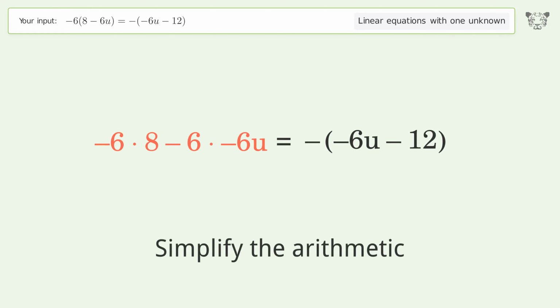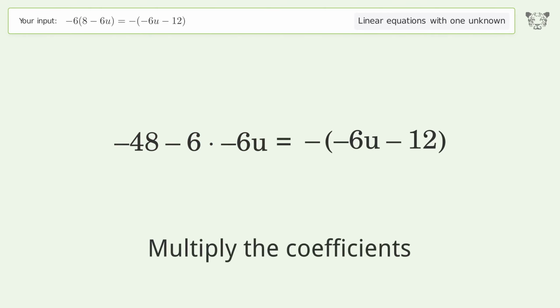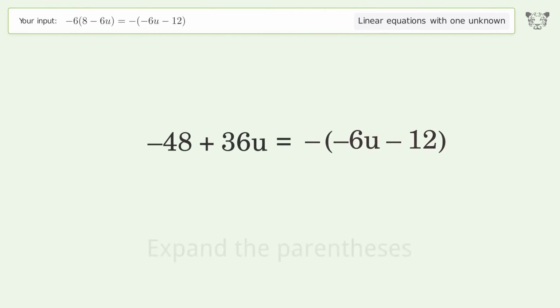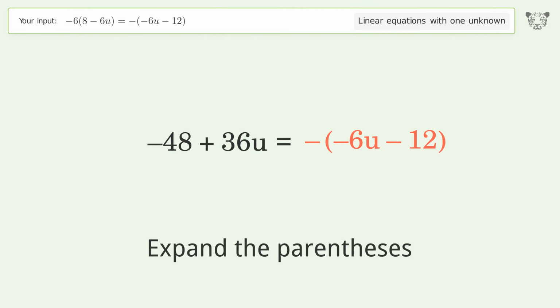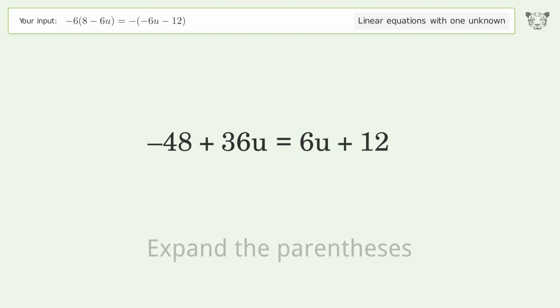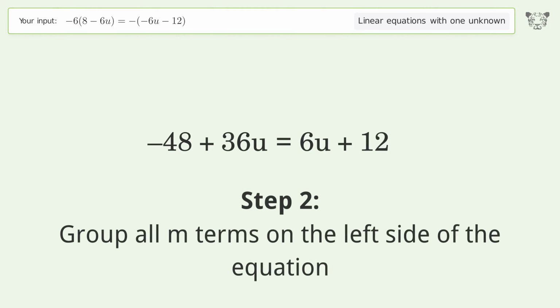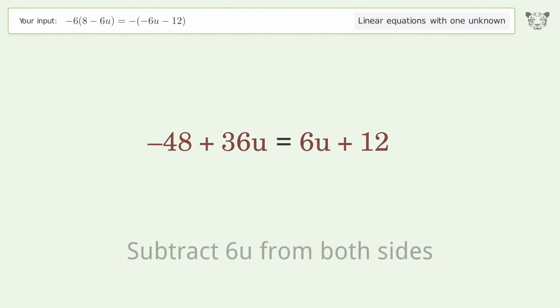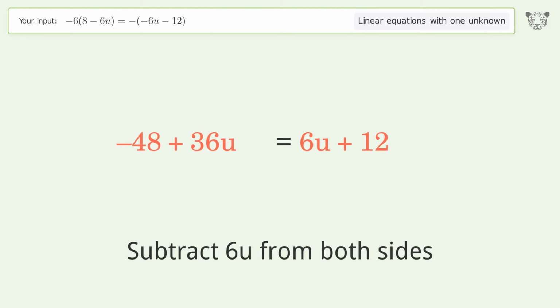Simplify the arithmetic. Multiply the coefficients. Expand the parentheses. Group all u terms on the left side of the equation. Subtract 6u from both sides.